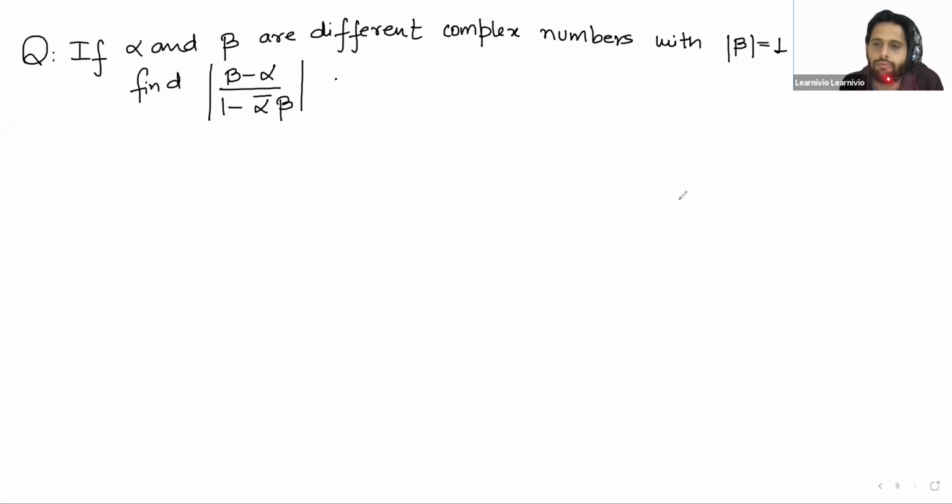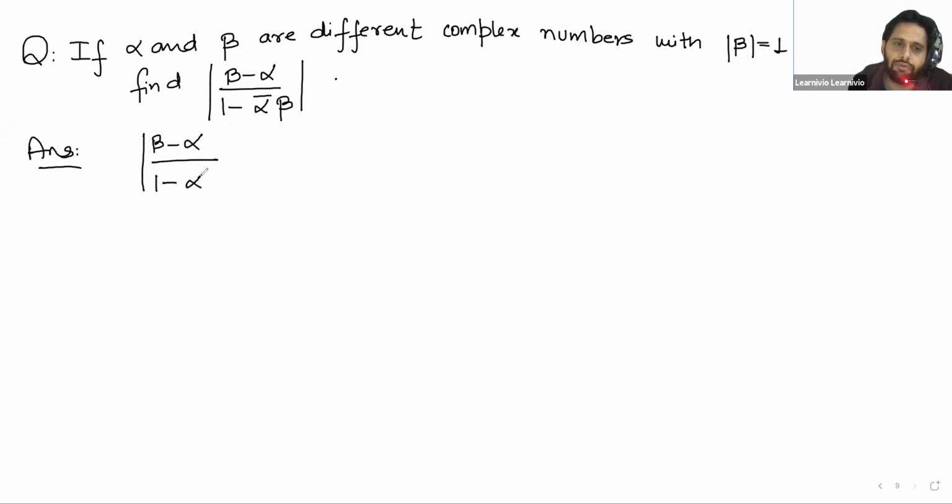Yes, sir. Okay, so we need to find this value, and directly it is not possible for us to find the value of beta minus alpha over 1 minus alpha conjugate beta. If we do the squaring, then Yusra, can you tell me what we can write on the right side? This is a complex number. Alpha and beta are different complex numbers, so this is also a complex number.